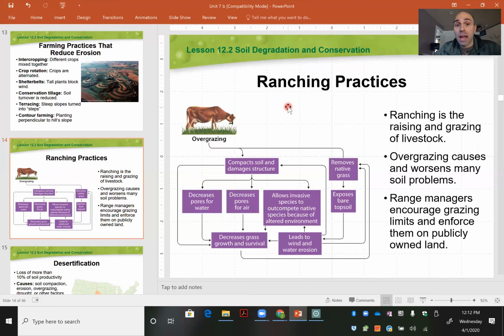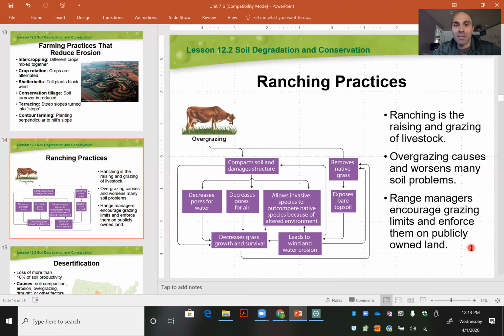All right, so ranching practices, we've talked about agricultural. Let's talk about ranching. Very quickly, ranching is the raising or grazing of livestock. You know that, cow or cattle, beef, chicken, pork. All right, overgrazing may worsen many soil problems, meaning the cow is doing what it is shown doing right here. It's eating grass, and it's eating too much grass. The grass doesn't have a chance to grow back up. So what actually happens is those roots are plucked from the soil, can't hold together any longer, and you get erosion again. Ranch managers encourage grazing limits and enforce them on publicly owned land.